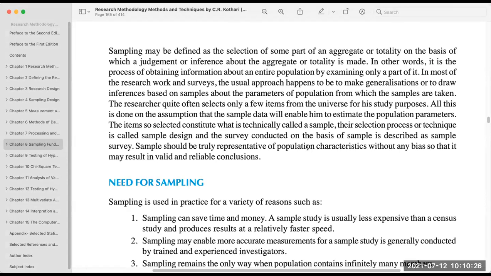Okay. In the last class, we discussed sampling, the different types of sampling techniques, how we can do the sampling, and how to select the samples out of the population. So some basic concepts we have to see here.